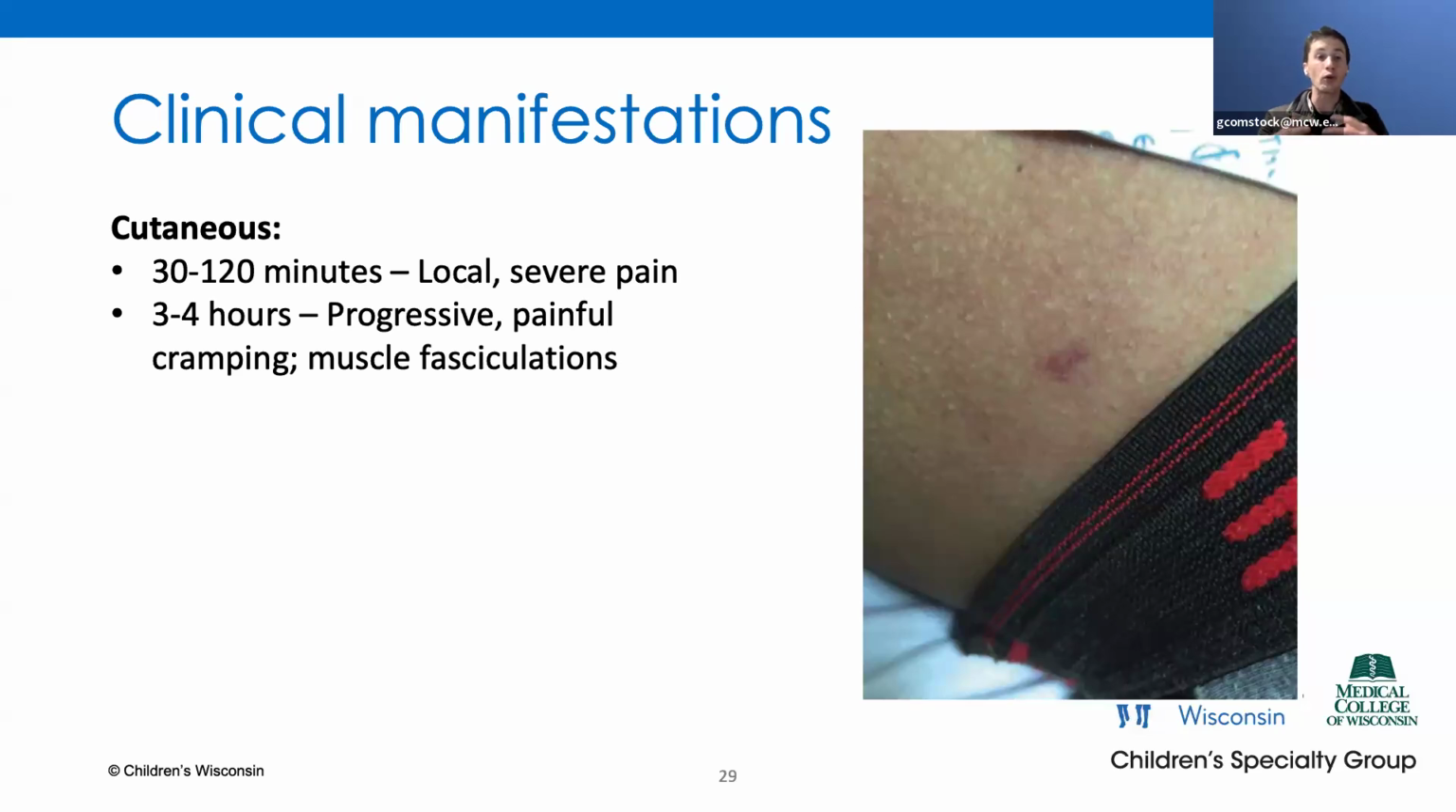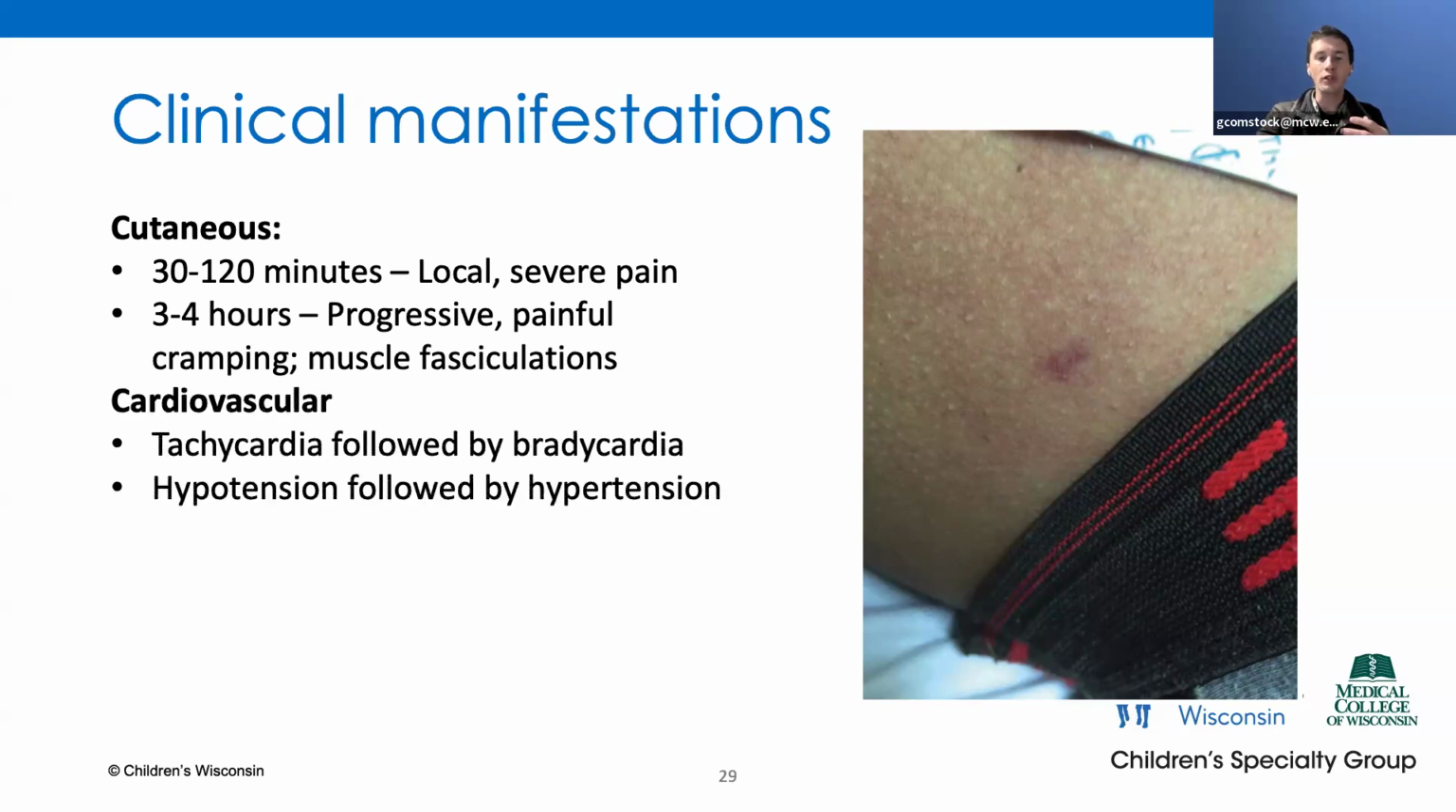What does it look like clinically? Well, early on, it's local and severe pain. And when I say severe, I mean severe. These people look absolutely miserable, and the pain can be quite intense. As time progresses, it can improve or it can progress into these painful cramping, really severe muscle fasciculations. And that's the cutaneous manifestations. That's the pain component of it. And that really is a large component of what these patients come in with.